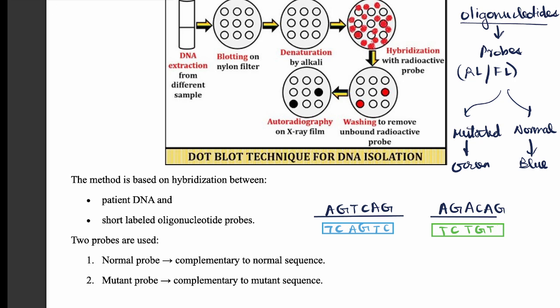Now again, the same thing will be done. First of all, we have to isolate the DNA from the patient. Now after the isolation of the DNA, we have to do the blotting on the nylon filter paper. This can only be done after first doing the gel electrophoresis, and after that you will do the blotting.